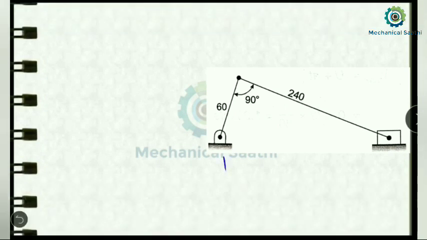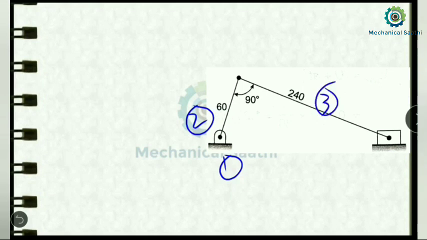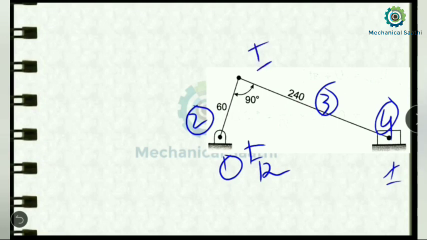Okay, so this is link 1 and this is link 2 and this is link 3 and this is link 4 and this will be again link 1. So if I try to locate the instantaneous centers, then here I'll be getting I12, here I23, here I34, and I14 will be somewhere at infinity.